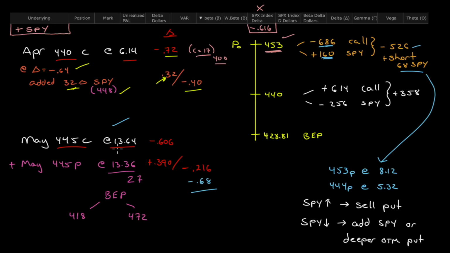The May 445 call, I got 1364. I'm just $5 under break even there. Negative delta on that one. And I wanted to move that delta closer to 0, so I added a May short put, negative put at 445. Got 1326, so my total premiums are 27. So my break even is nice and wide, 418 to 472. And that gave me 39 delta on the negative 60. So this position is very small in terms of delta, negative 0.216.